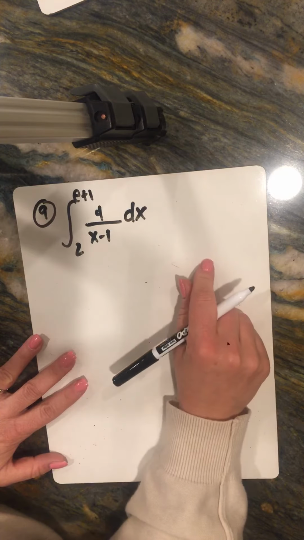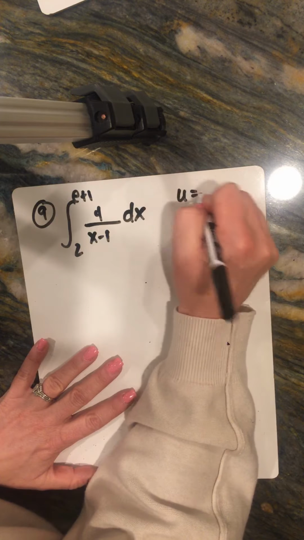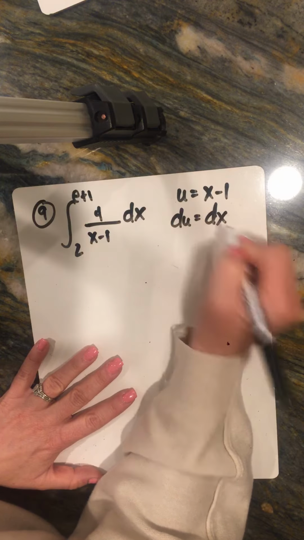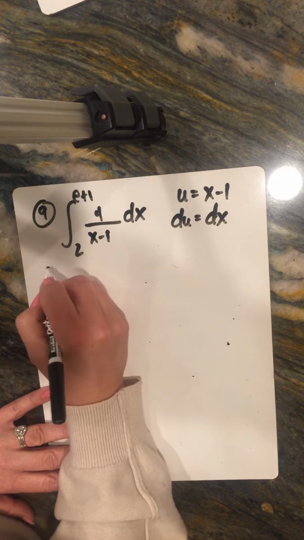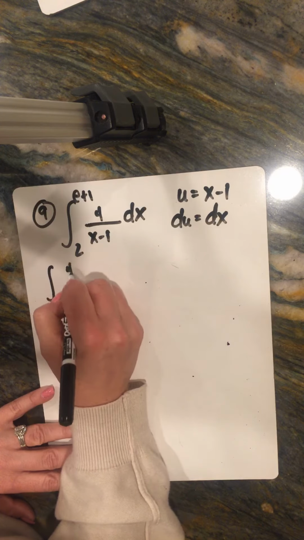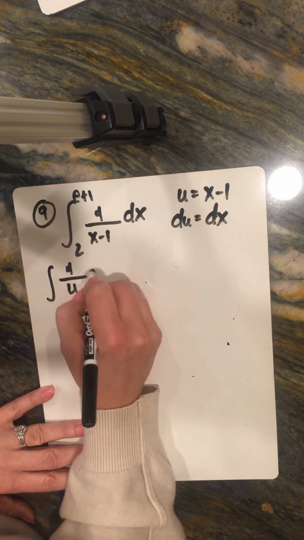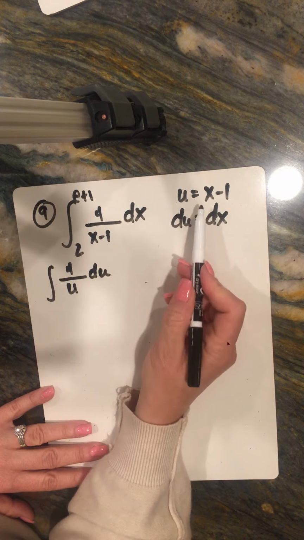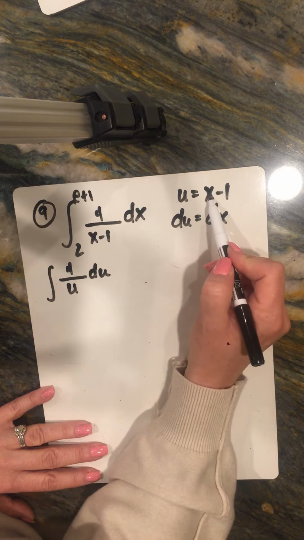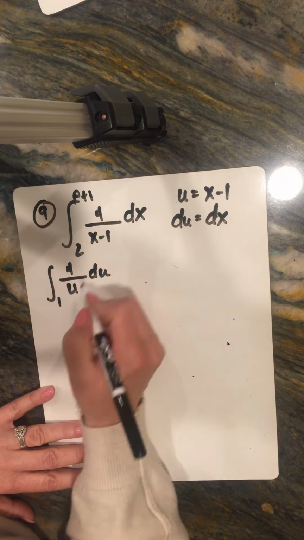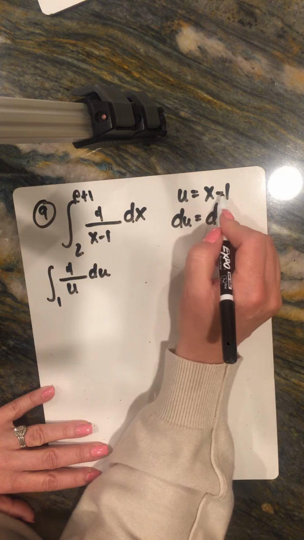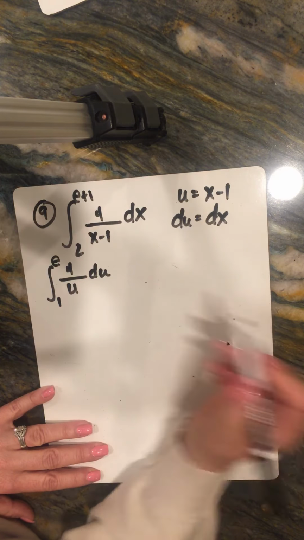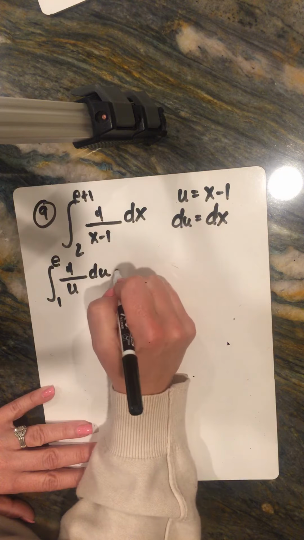All right, so this is going to be a u sub. So u equals x minus 1, du equals dx. So I've got the integral of 4 over u du. And if I plug in these endpoints into u, 2 goes in for x, so 2 minus 1 is 1. And e plus 1 minus 1 is just e. So now I don't even have to think about these endpoints anymore. I can continue with these guys here.